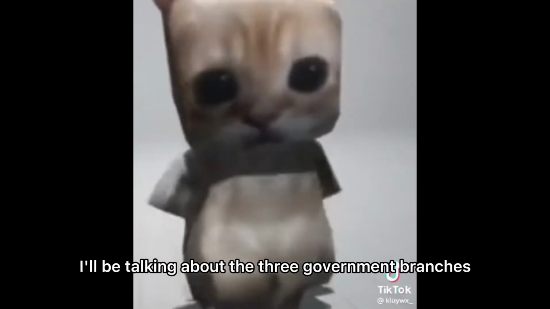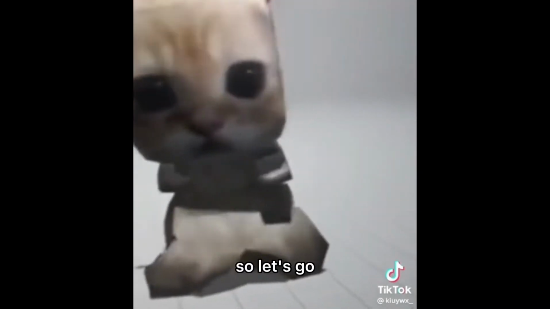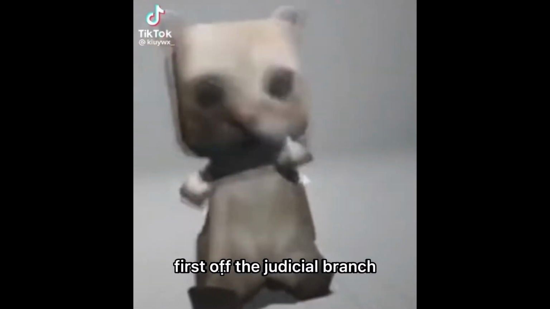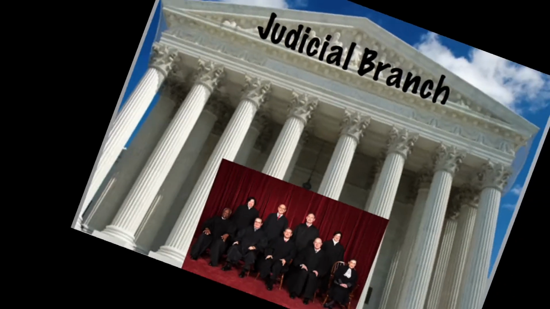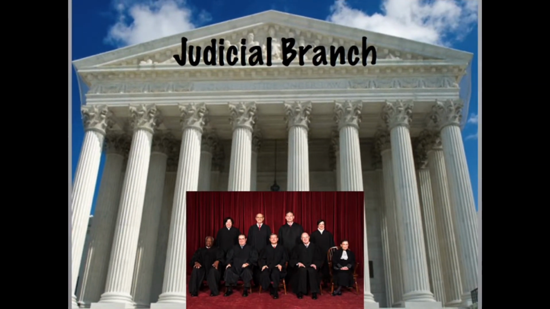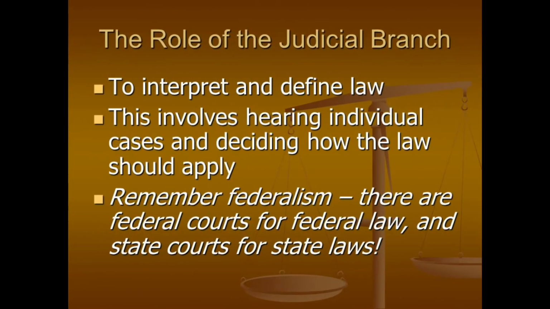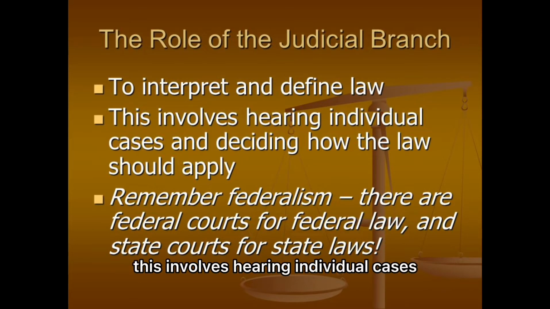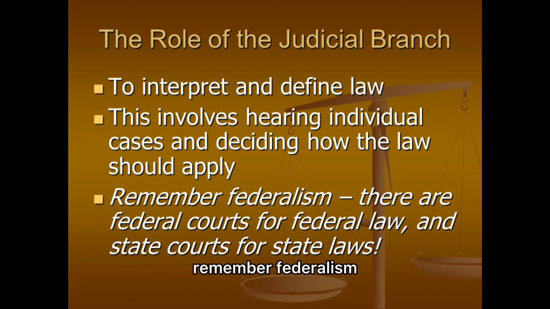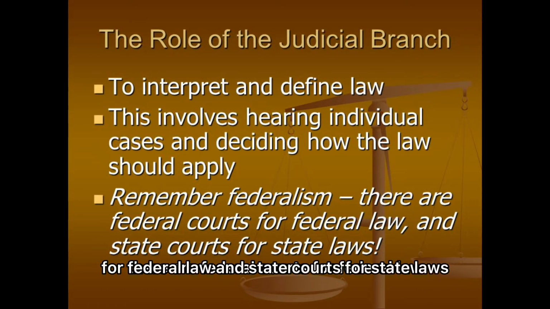Today I'll be talking about the 3 government branches, so let's go. First up, the judicial branch. The role of the judicial branch is to interpret and define law. This involves hearing individual cases and how the law should apply. Remember federalism: there are federal courts for federal law, and state courts for state laws.